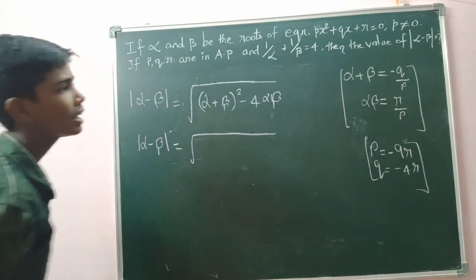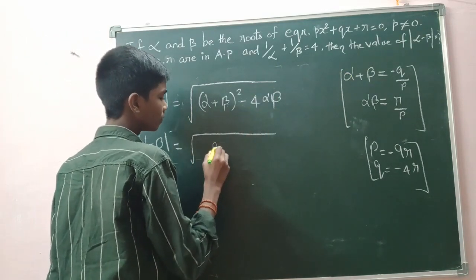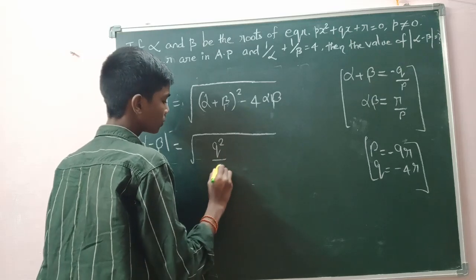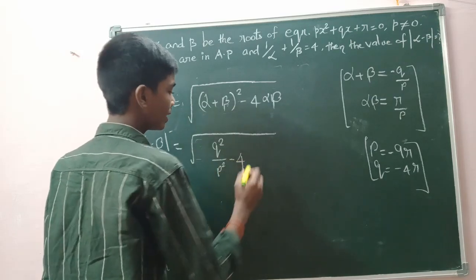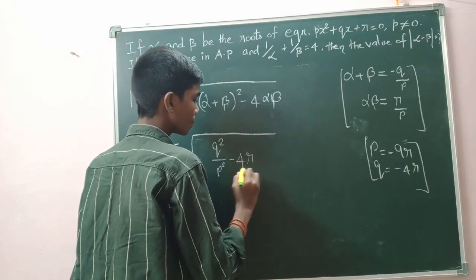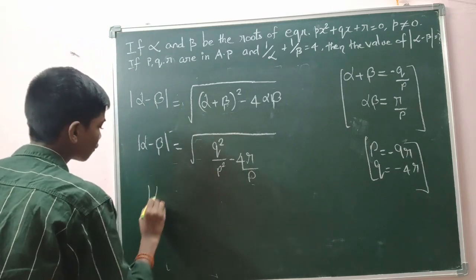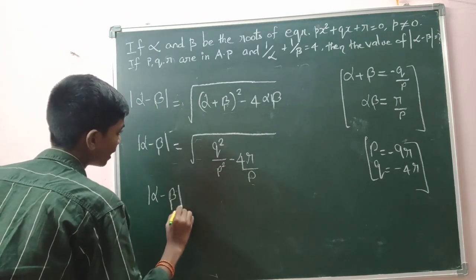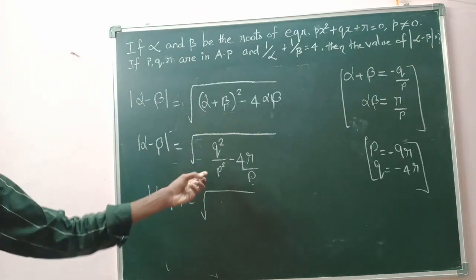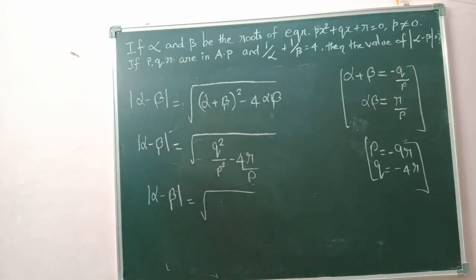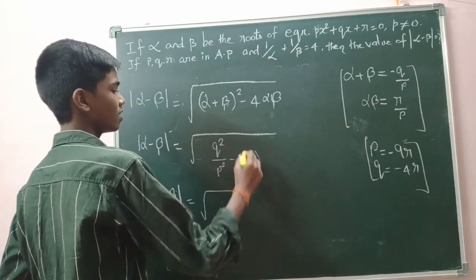What is alpha plus beta? That is minus q by p. Minus q by p whole square will be q square by p square. Then minus of 4 into alpha beta. Alpha beta is r by p. So something you guys will be left out. Therefore, you get mod of alpha minus beta will be root of q square by p square minus 4r by p. So take LCM, just multiply p in this particular fraction.